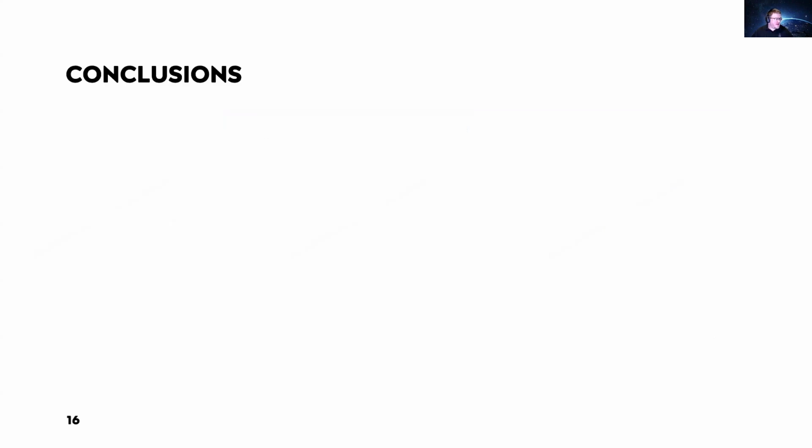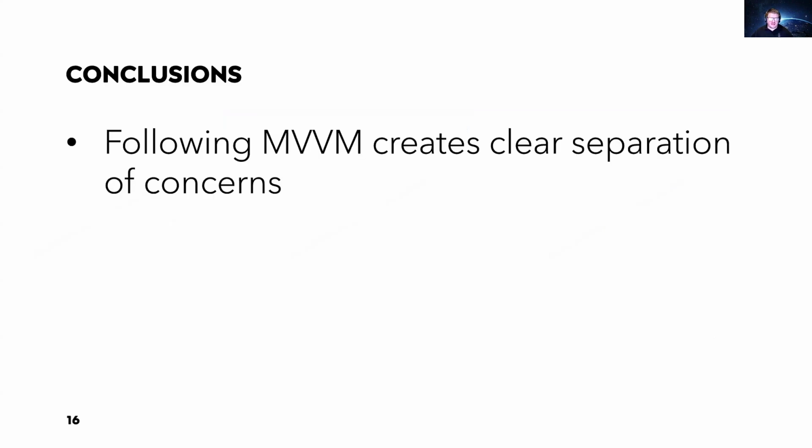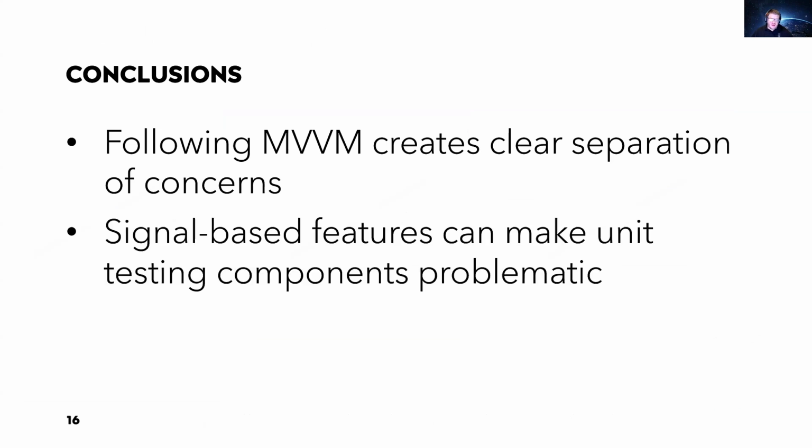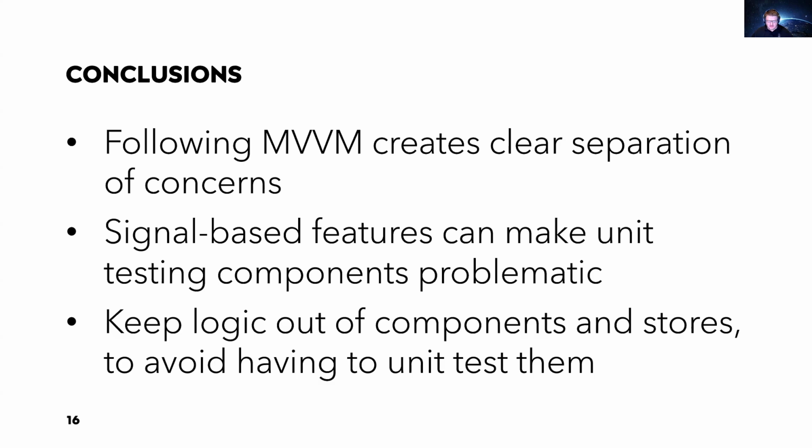So, at the end of the day, what I want you to understand from this talk is that following MVVM is a great way to enforce separation of concerns throughout an Angular application. It also means that components generally shouldn't have logic. If you do put logic in those components, the new signal-based features that are coming out make unit testing problematic, if not impossible. So, take that logic out, don't unit test those components, and still be able to take advantage of the new signal-based features.